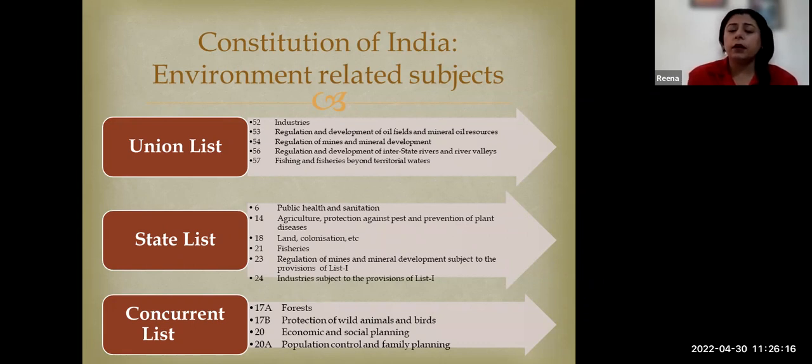Then economic and social planning is again a part of state development as well as central development. Then population control and family planning require initiatives at the state level to control the population locally. It also requires initiative at the central level, so that there can be nationwide campaigns or operations which can control population and ensure family planning. These subjects are directly or indirectly related to sustainable development and environment protection. So these have been divided into these three lists.